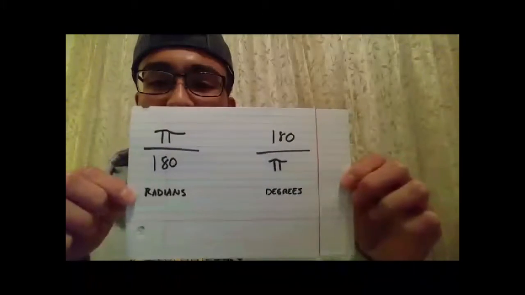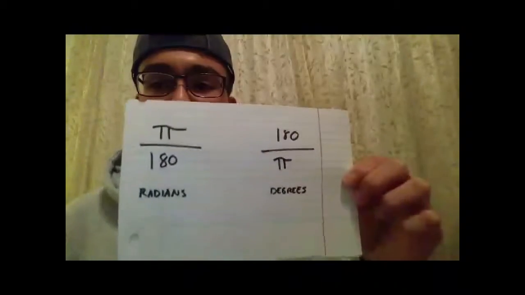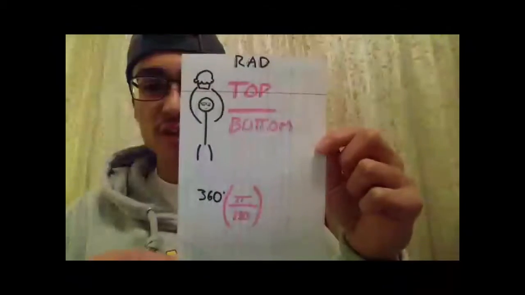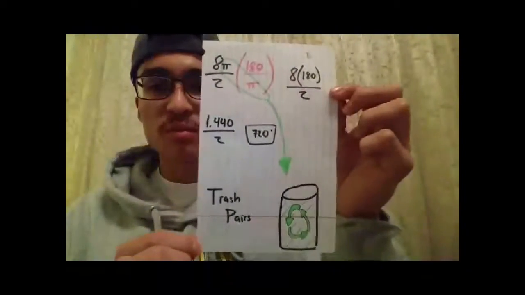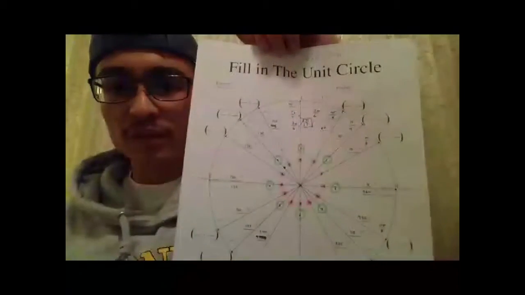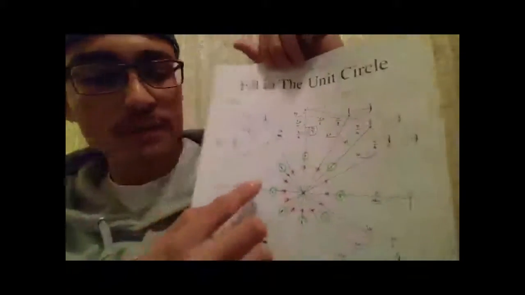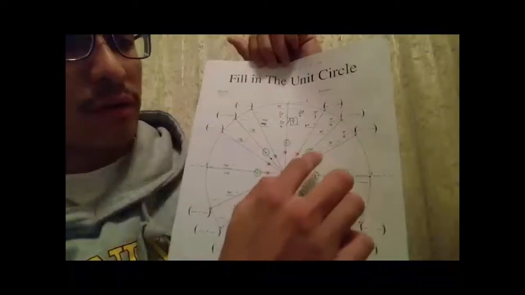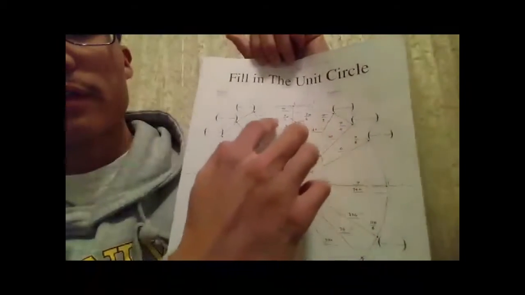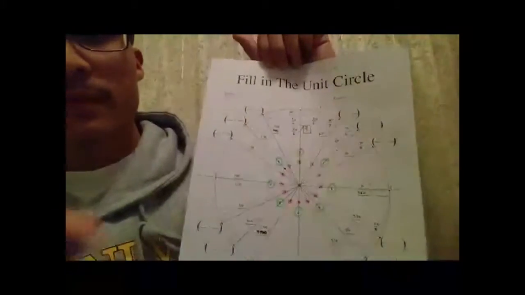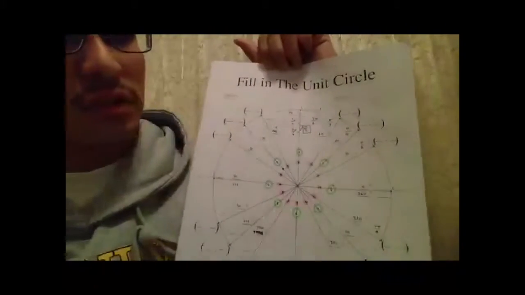In conclusion, you want to always remember that you have two formulas, radians versus degrees. In order to find those, you remember these simple tips. Rad people have pi's over their head, and you always trash pairs. Don't forget, it goes 30, 15, 15, 30, 15, 15, 30 to find your degrees.